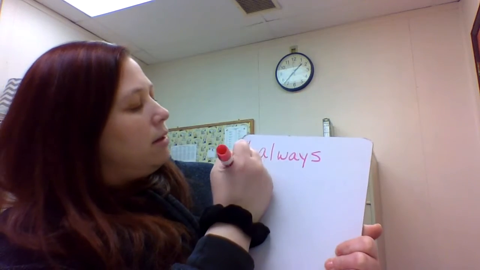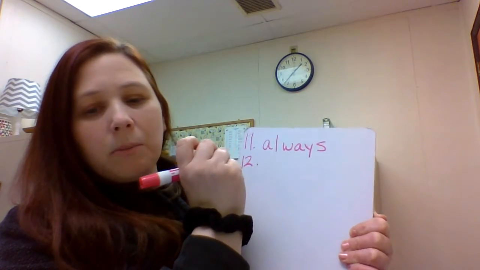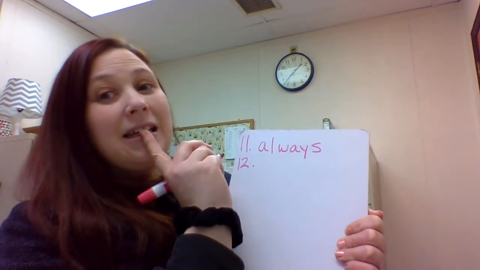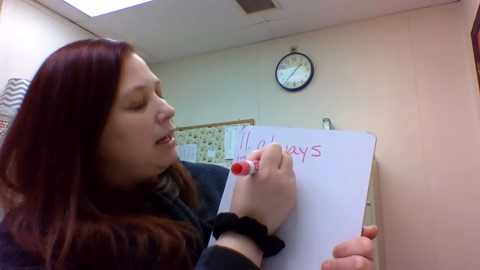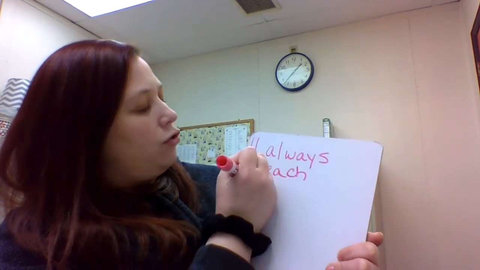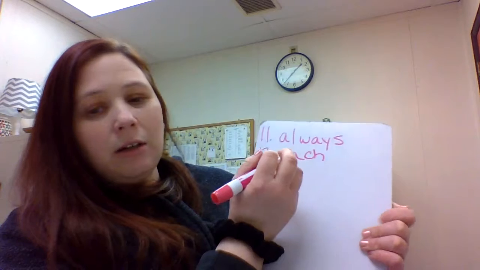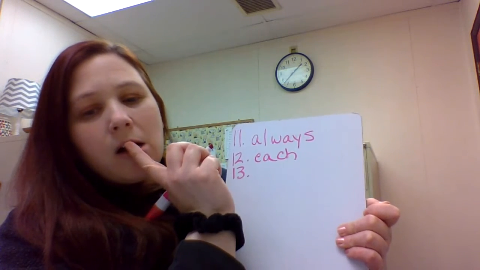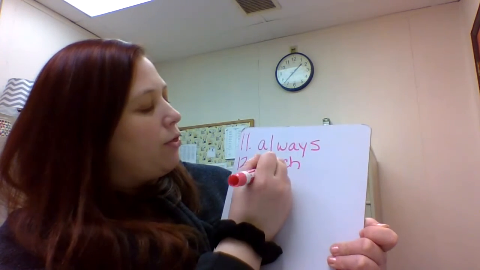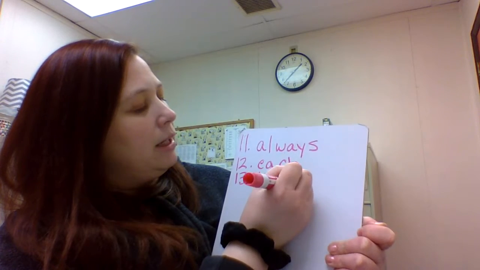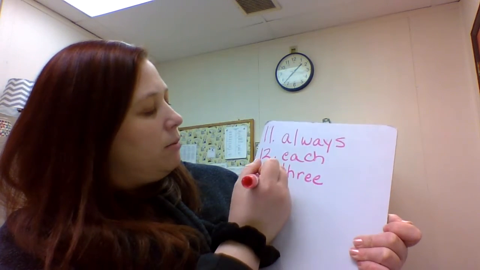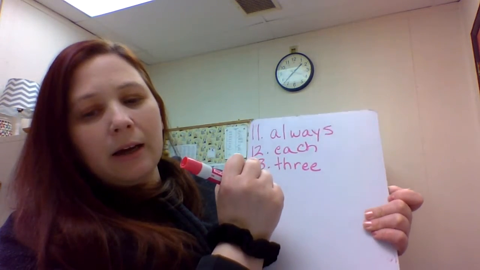Always. Number 12, we're going to spell each. It's that E sound in the beginning, so it's E-A and then C-H. Number 13, we have our, and then E-E. Number 14, we have soon.